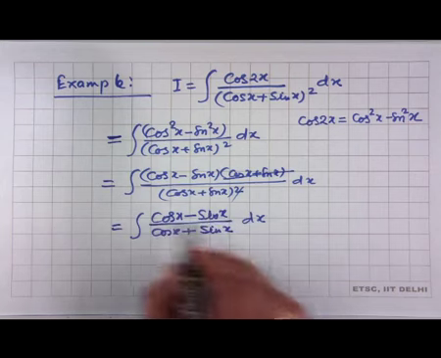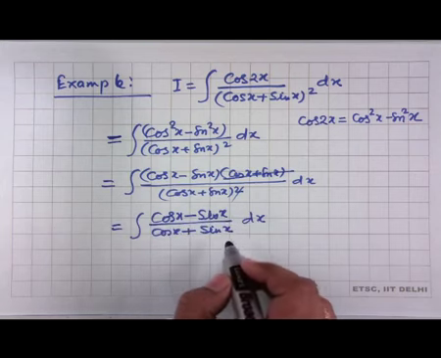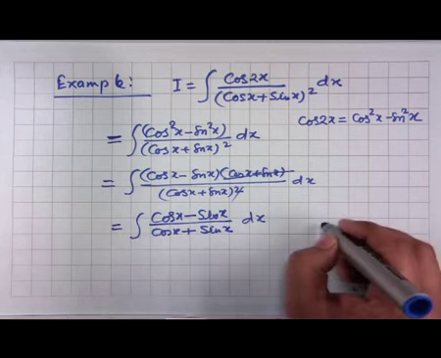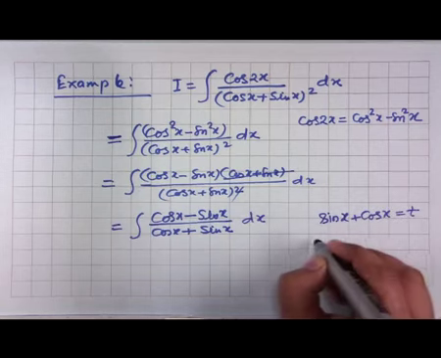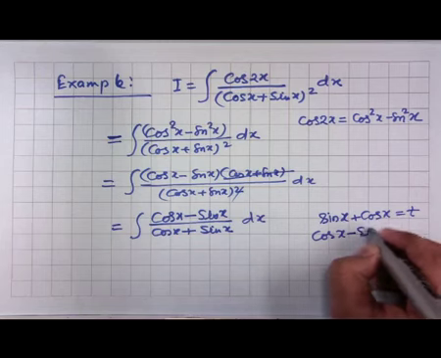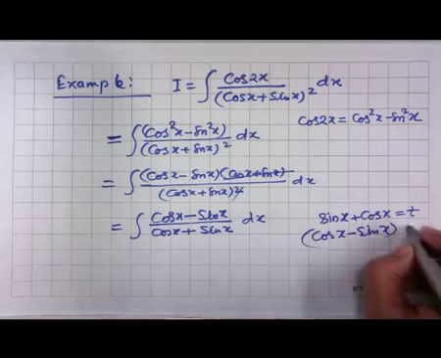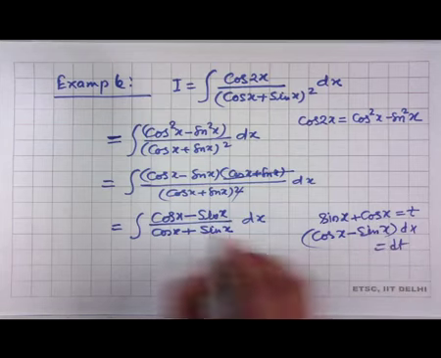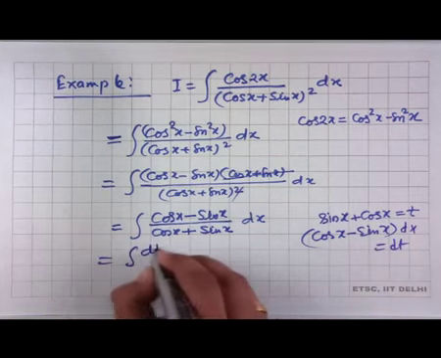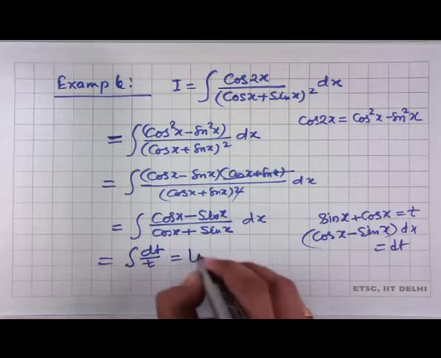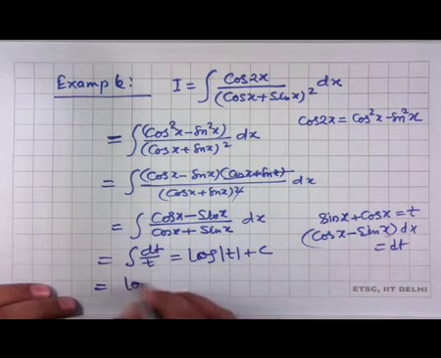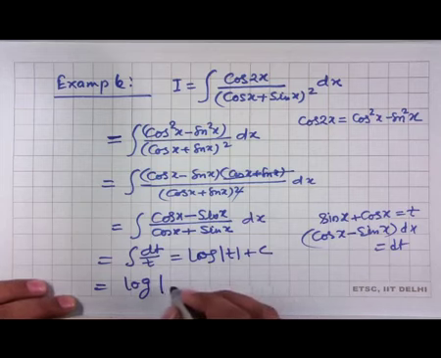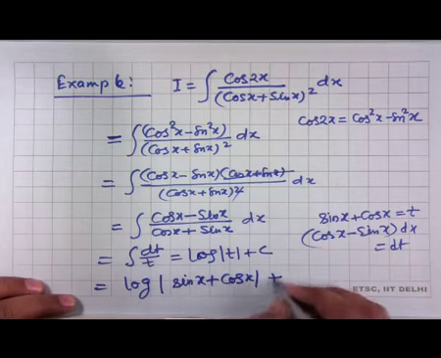So, it looks like the numerator is actually nothing but the differentiation of the denominator. So, I can choose sin x plus cos x, that is the denominator, as a new variable t, so that (cos x minus sin x) dx is equal to dt. Making the substitution, I get dt over t, which is logarithm of mod t plus constant, and I can substitute back the t value, which is sin x plus cos x, plus constant.